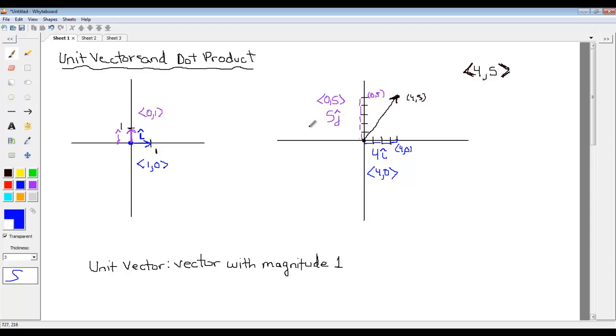Well, you add those two vectors together. If you take 4 i hat plus 5 j hat, that's going to equal 4, 5. You add this vector to that vector, the resultant vector is this one, 4, 5. So you've now got another way you can represent vectors. You can represent them in terms of the unit vectors.